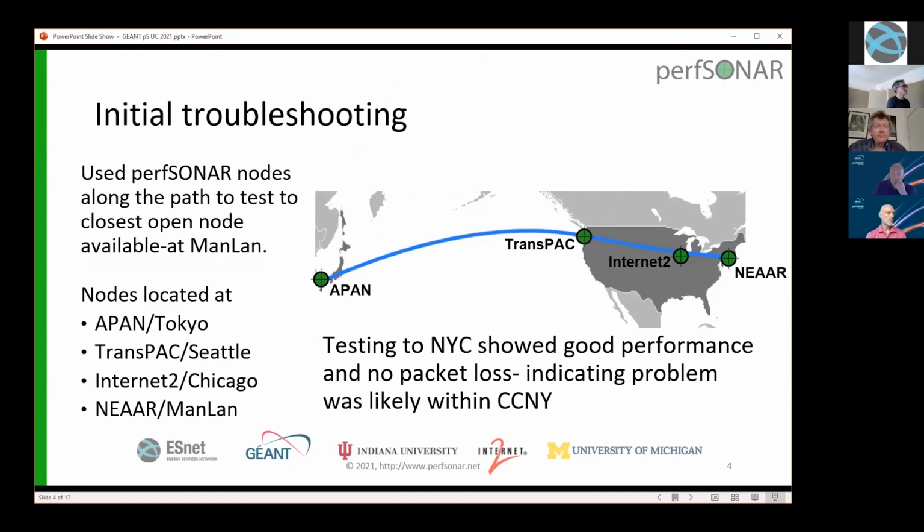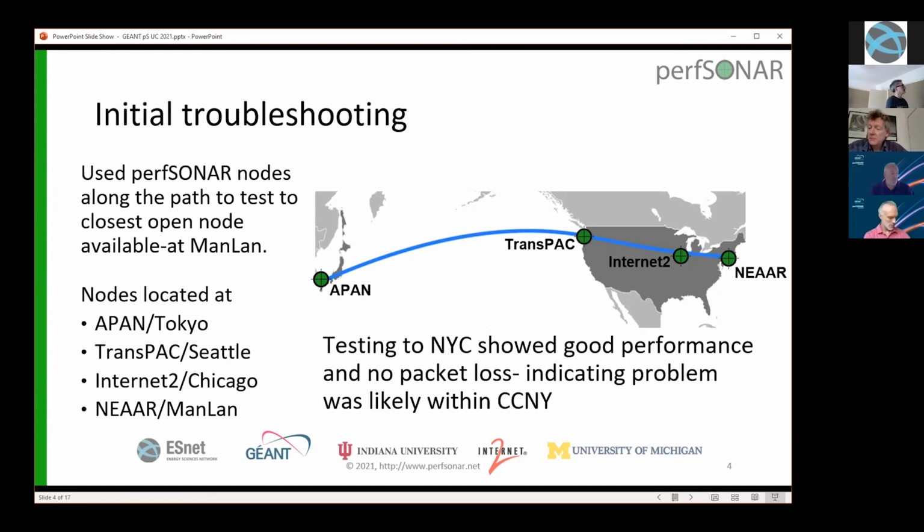So since there wasn't perfSONAR available at CCNY, at least initially, what we did is we picked a series of nodes that we happened to know were on the same path from a network and geographic perspective as the GRE tunnel that was going to Japan. So the nearby perfSONAR node in Manhattan there in New York was the basis for these tests. And so we tested to I2's node in Chicago, to the Transpac node in Seattle, and then over to one of the APAN nodes that is in the same region and connected to the same networks as the JGN testbed.